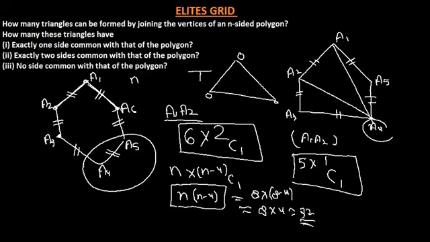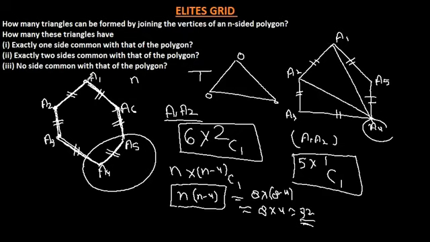Now let us move to the second point, exactly two sides common. We can select A1 A2 A3, or A2 A3 A4, or A3 A4 A5, or A4 A5 A6, or A5 A6 A1, and A6 A1 A2. That means there are 6 triangles in the hexagon which have exactly two sides common. That means in an n-sided polygon we have n possible triangles with exactly two sides common.